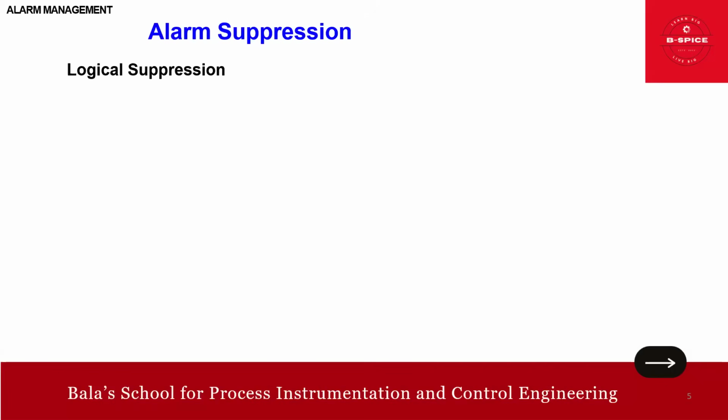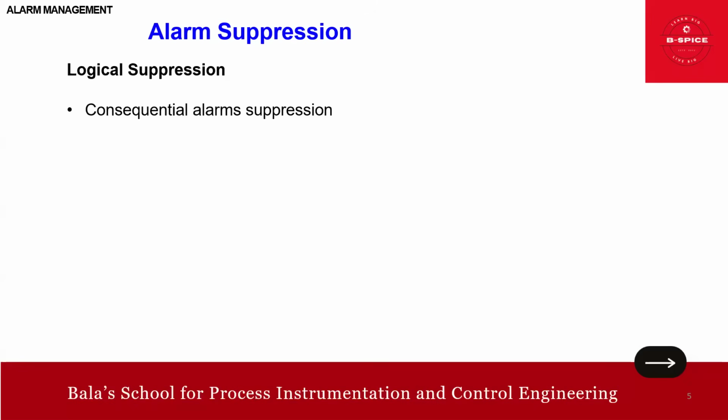Logical suppression will automatically mask a small number of alarms, even sometimes one, using an agreed criteria. We need to define it. The suppression will automatically remove once the criteria are no longer true. That is the point. So here we don't have to intervene manually. So let's see what all the approaches are. There are basically three.